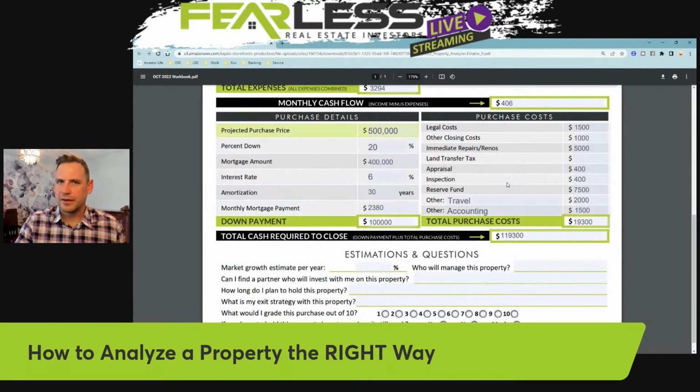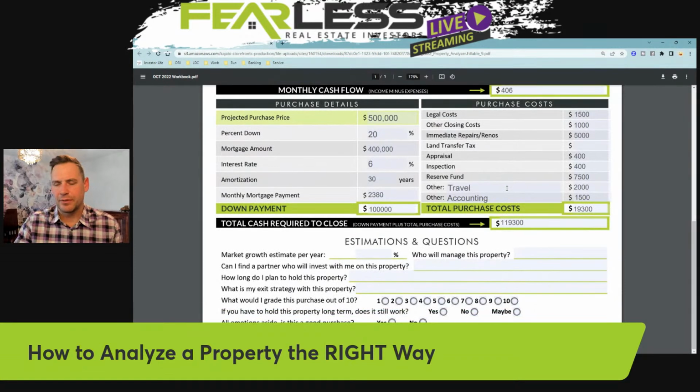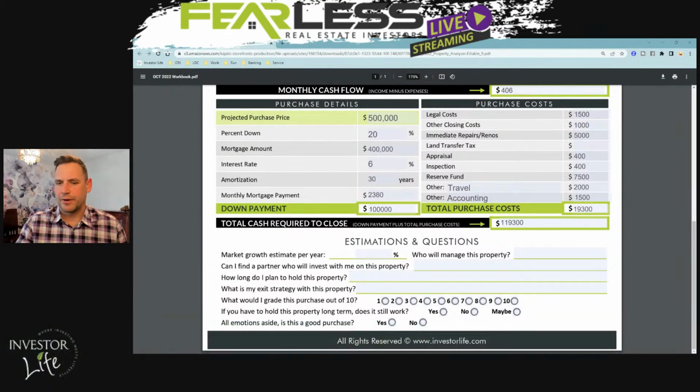But we're not done this sheet yet, guys. And remember at the beginning, I said, make sure that you fill out every single part of this because there's reasons for that. And so I'm going to go over that right now. The bottom section of this analysis asks us a question here. What is the market growth estimate per year?